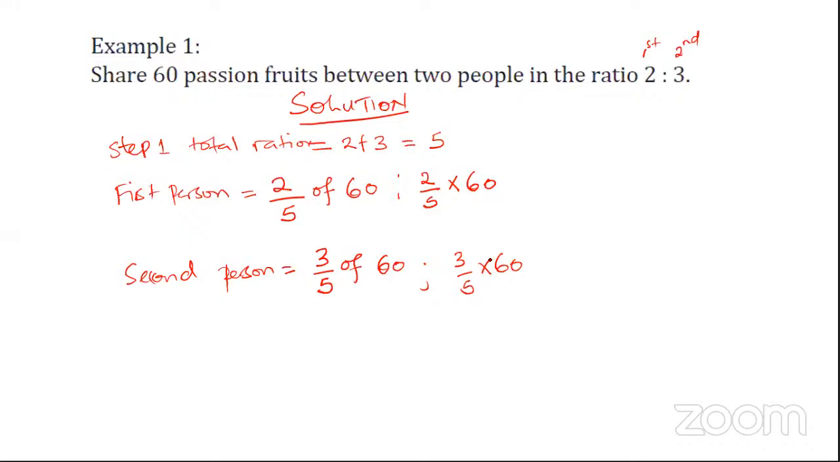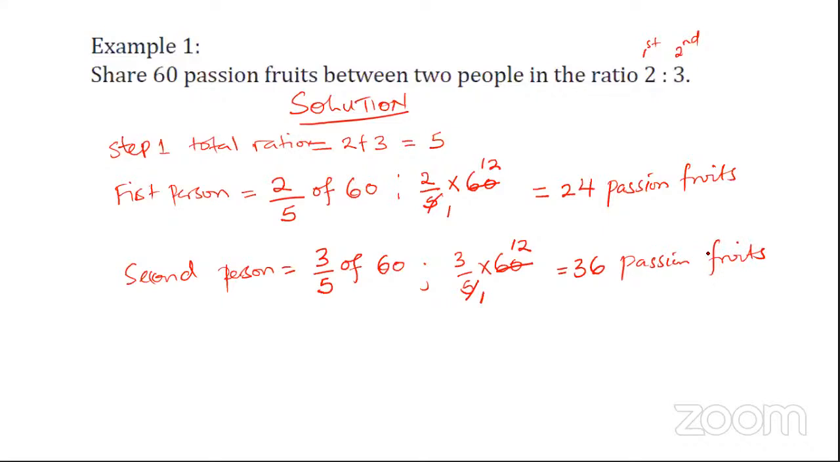So when we have 60, we divide through by 5. Here we shall have 12. So 2 times 12, we shall have 24 passion fruits. Then we also do the same thing here once, then this one will also be 12. Then we have 12 times 3, we shall come up with 36 passion fruits.